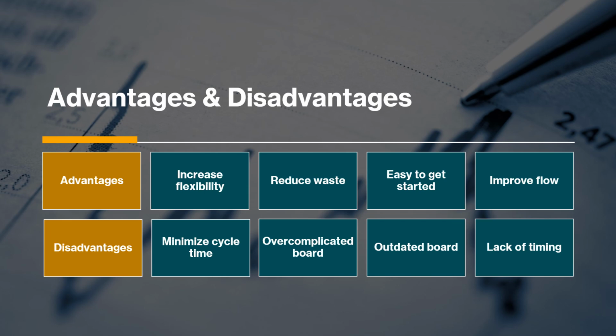From the disadvantages perspective, first, minimizing cycle time: the entire team is focused on reducing bottlenecks to ensure that work moves quickly through the process. Second, an overcomplicated board. The beauty of Kanban is all about simplicity, so the board should remain clear and easy to read. Third, an outdated board. Teams must emphasize the importance of keeping the boards up to date. And lastly, lack of time: since columns are only labeled with phases like to do, in progress, and complete, it can be difficult to see when things will be completed.